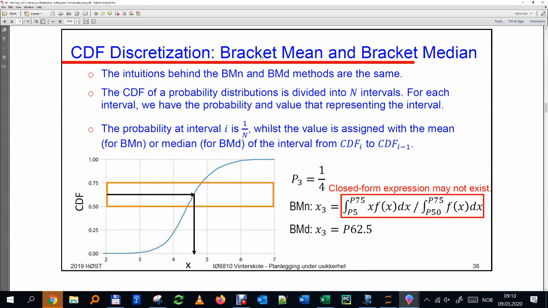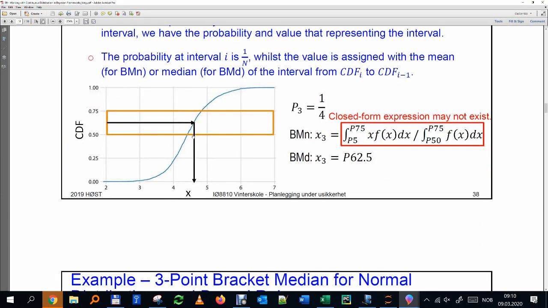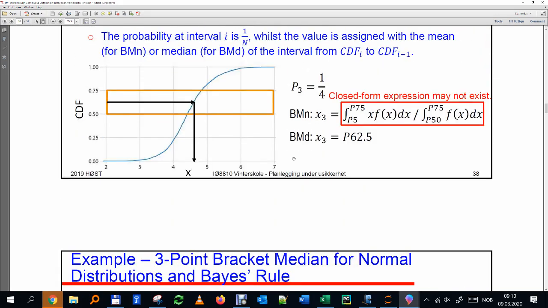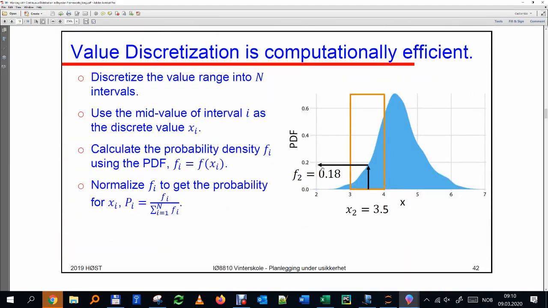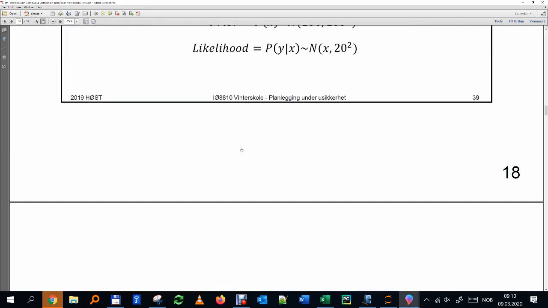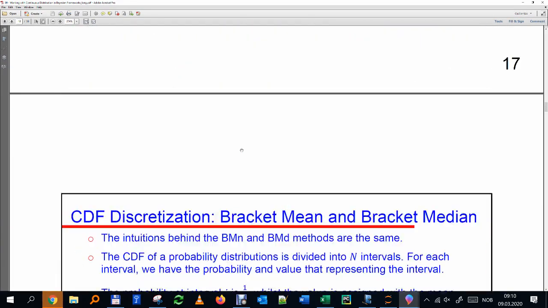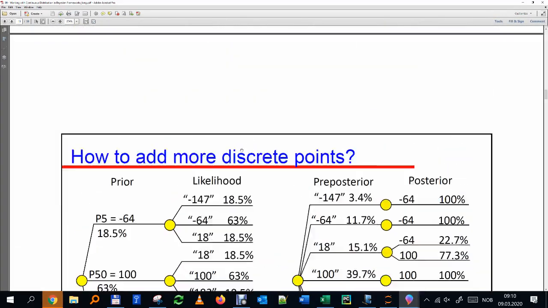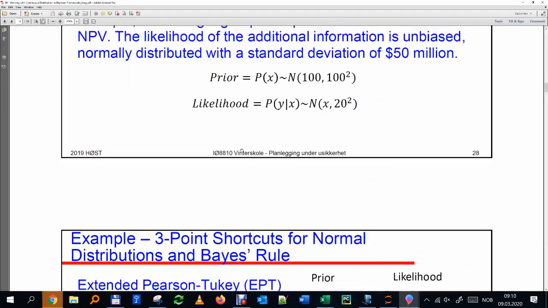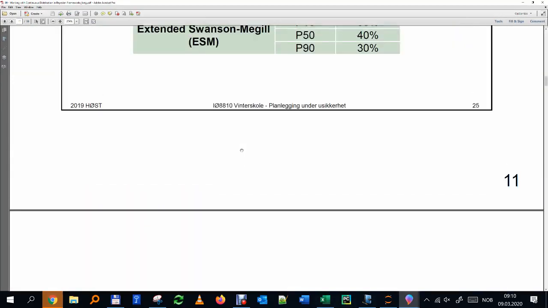That's our bracket median and bracket mean. I think the one we are using is bracket mean. Exactly the same, trying to find that the 2 areas are the same, and you can do that by an integral. And here is this value discretization. So I'm not going to copy this material because it's not mine. But just be aware that we have all of these methods. Maybe we just copy this slide, the one with all the methods.